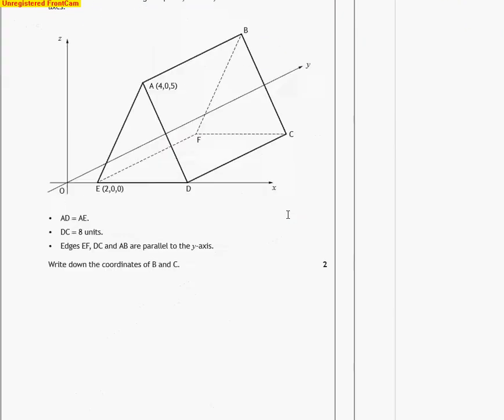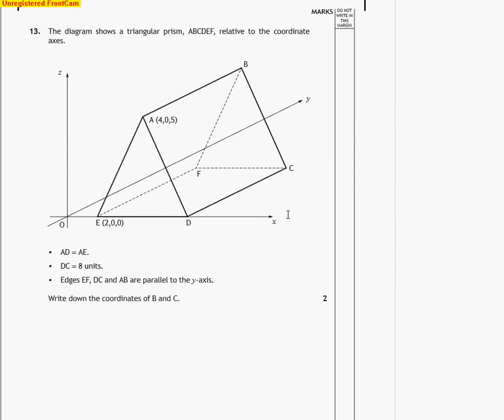Okay, I think we've just got time for the next question. So the diagram's got a triangular prism, and it shows you some coordinates. The only thing it's not shown on the diagram here is that it's telling us AD is equal to AE. So where's AD? That length is equal to that length, so it's like an isosceles triangle. I'm going to put a little mark to remind me, so they're the same length.